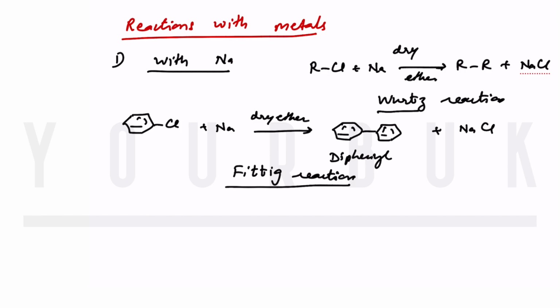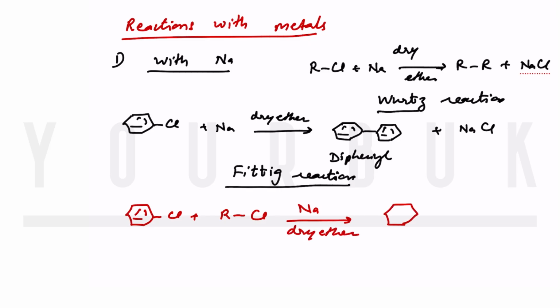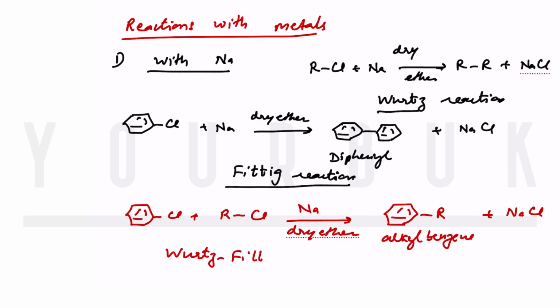Now if we take one molecule of aryl halide and one molecule of alkyl chloride in the presence of sodium and dry ether, you have to again form a bond between the alpha carbon atoms, and it gives you alkyl benzene. This reaction is called the Wurtz-Fittig reaction.